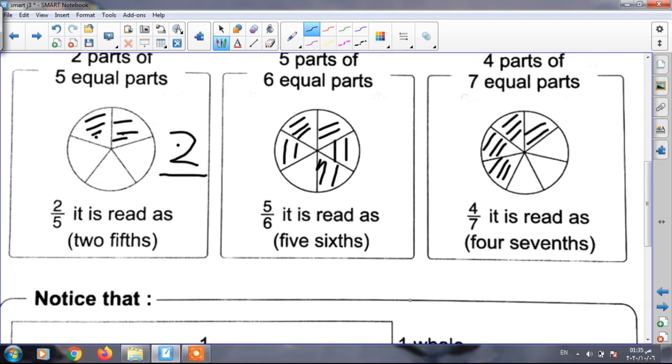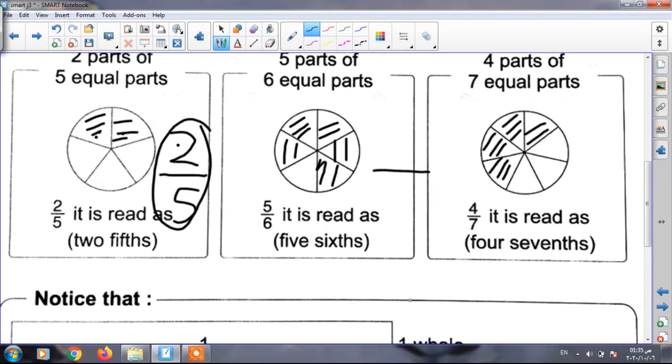And down the all parts. How many all parts here? 5. If I want to read this fraction, this is 2 over 5 or 2 fifths. 2 what? 2 fifths. Okay, the next one, here I have 1 whole and I divide it into 6 equal parts. Now I want to represent this shape by fraction.